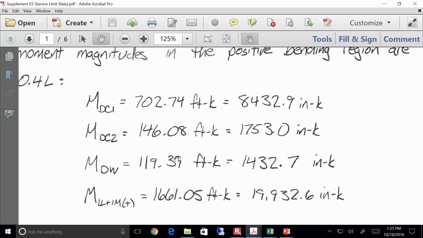So everybody see then where I'm getting these numbers? There's the DC1, DC2, DW, and the live load moment. I'm taking the positive value because I'm looking at positive bending. That's the worst case scenario. These are all in foot-kips. Right off the bat, I'm going to just convert them to inch-kips and multiply everything by 12. Okay? Simple enough, right? Sound good? All right.